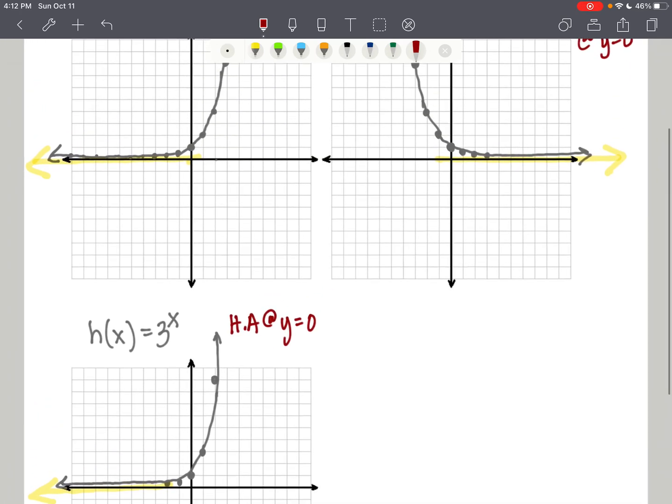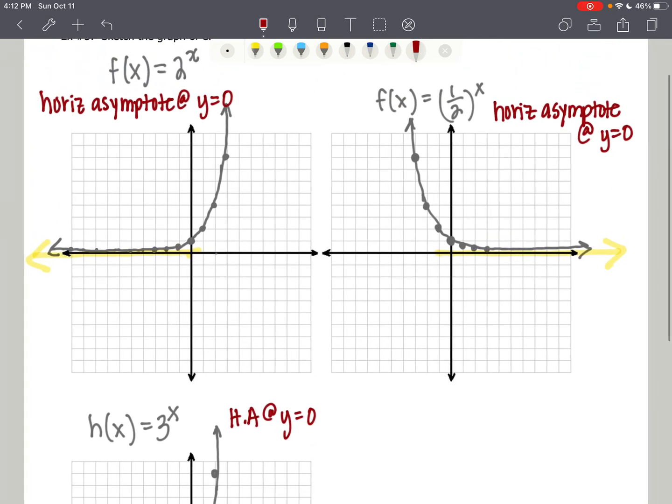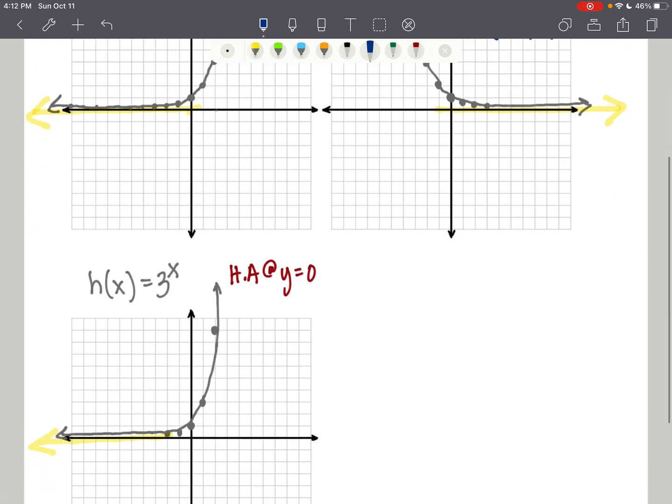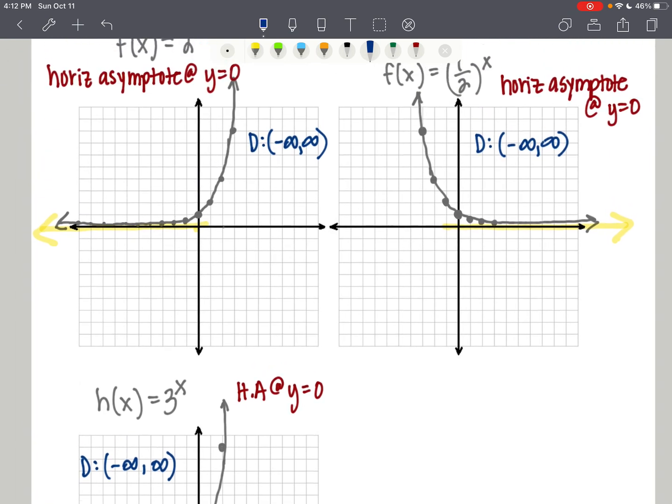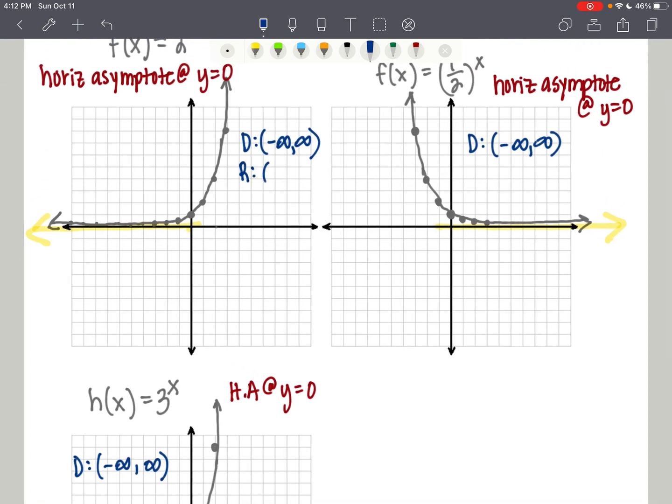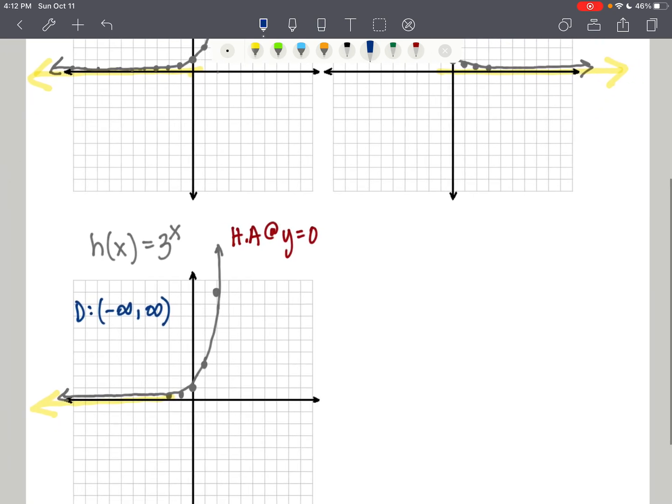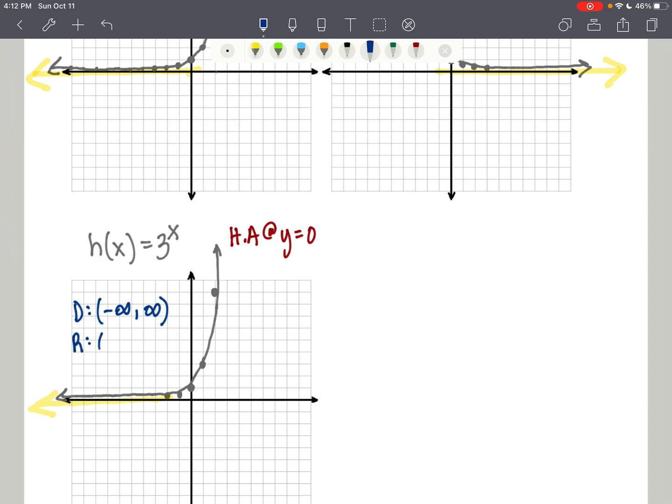All of these have a domain of negative infinity to positive infinity. So let's write that. Domain, negative infinity to positive infinity, for each one. The range for each one of these is 0 to infinity, not including 0, so it's an open interval, 0 to infinity. Those are all the outputs.